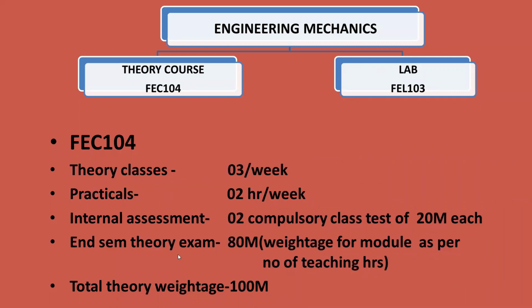Then under the theory course, you have the internal assessment exam, okay. So this is 2 compulsory class tests, each will carry 20 marks. The first test is approximately on the 40% syllabus. This will be conducted after 1.5 months, when your semester 1 actually starts. And the remaining test, the second test, will be conducted on the remaining 40% syllabus. So each test has 20 marks.